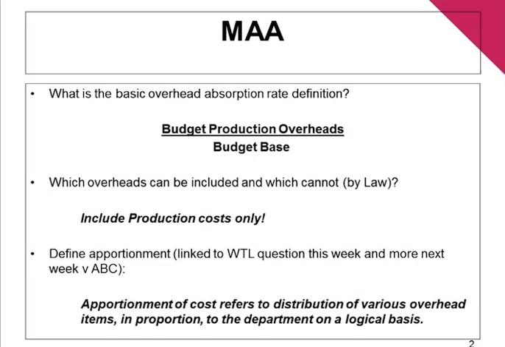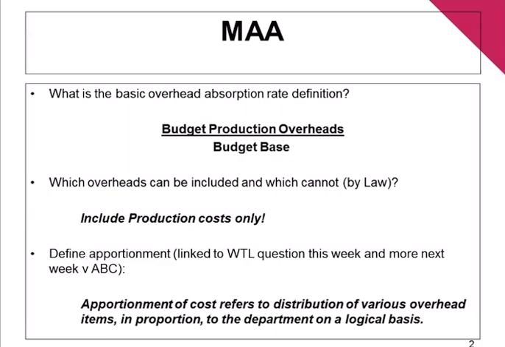The next question is, which overheads can be included and which cannot by law? You must only include production costs. Things like sales costs and administration costs, if they are not associated with production, then they cannot be included.